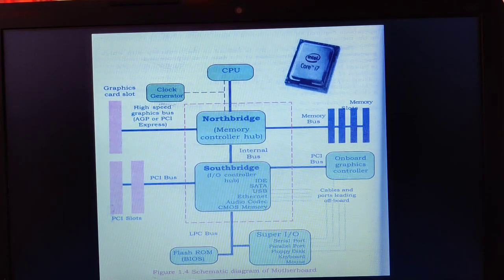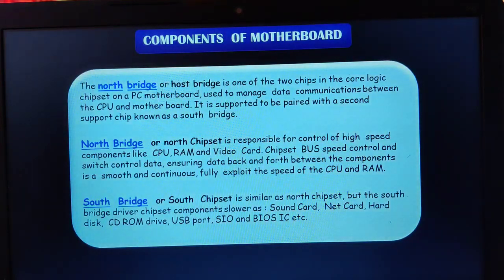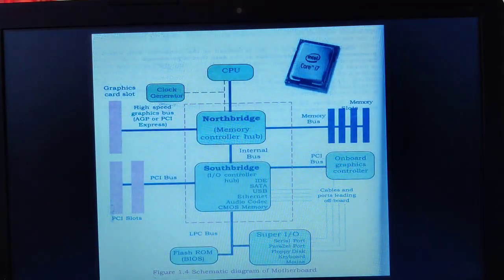Name the different components of north bridge. You need to explain what all components we have in the north bridge. That is the CPU, RAM and the video card. And then what about the south bridge? In the south bridge we are handling the lower components of the computer system like input output controller, SATA, IDE, USB, Ethernet. Any of these you need to name.